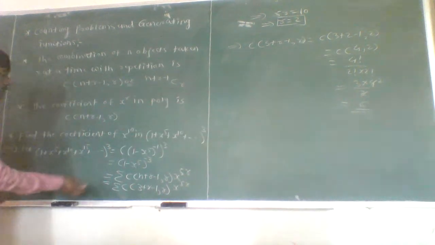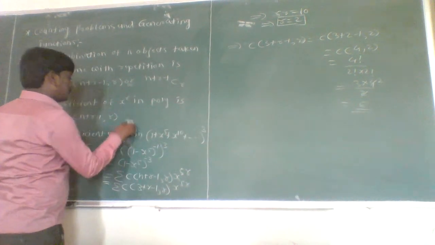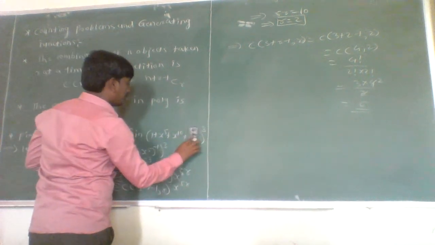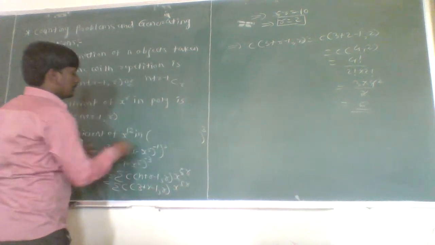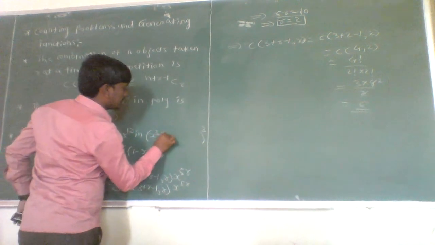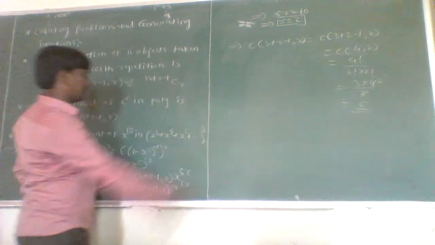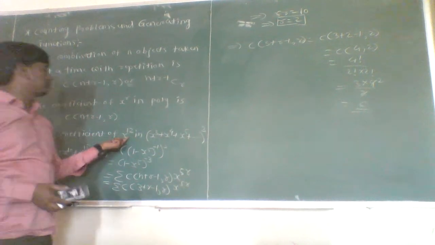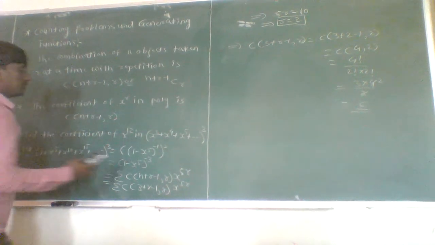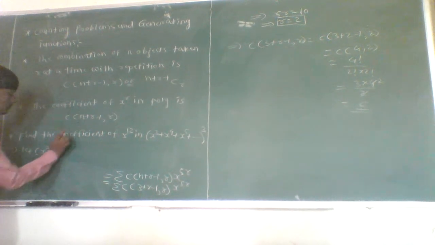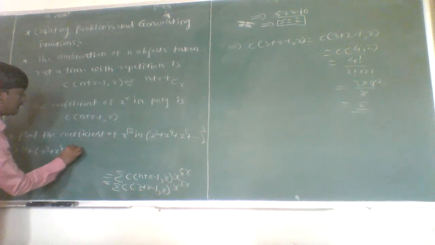Okay, similarly, find out the coefficient of x to the power 12 in the polynomial x cube plus x raised to 4 plus x raised to 5 plus and so on. Now we have to find out the coefficient of x to the power 12 in this polynomial. Now this polynomial can be written as, let us take x cube plus x raised to 4 plus x raised to 5 plus and so on, whole cube.